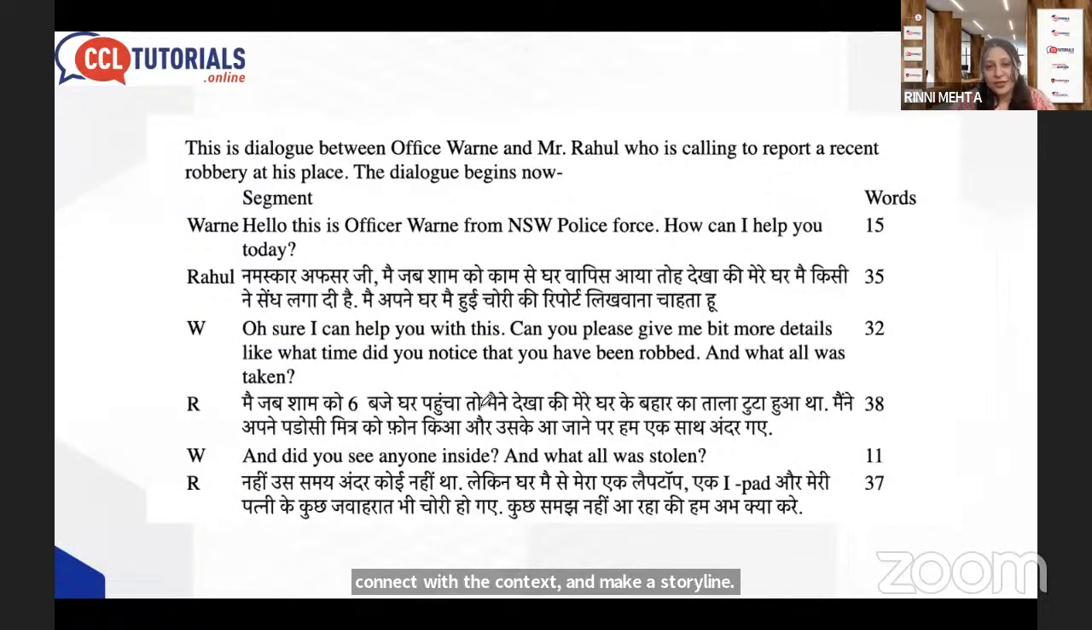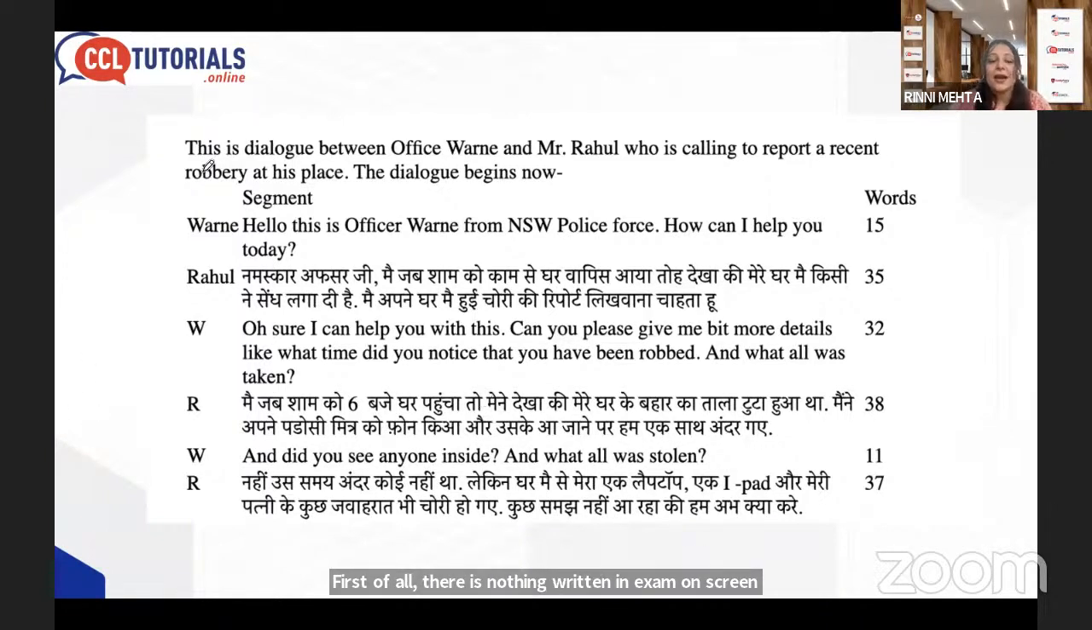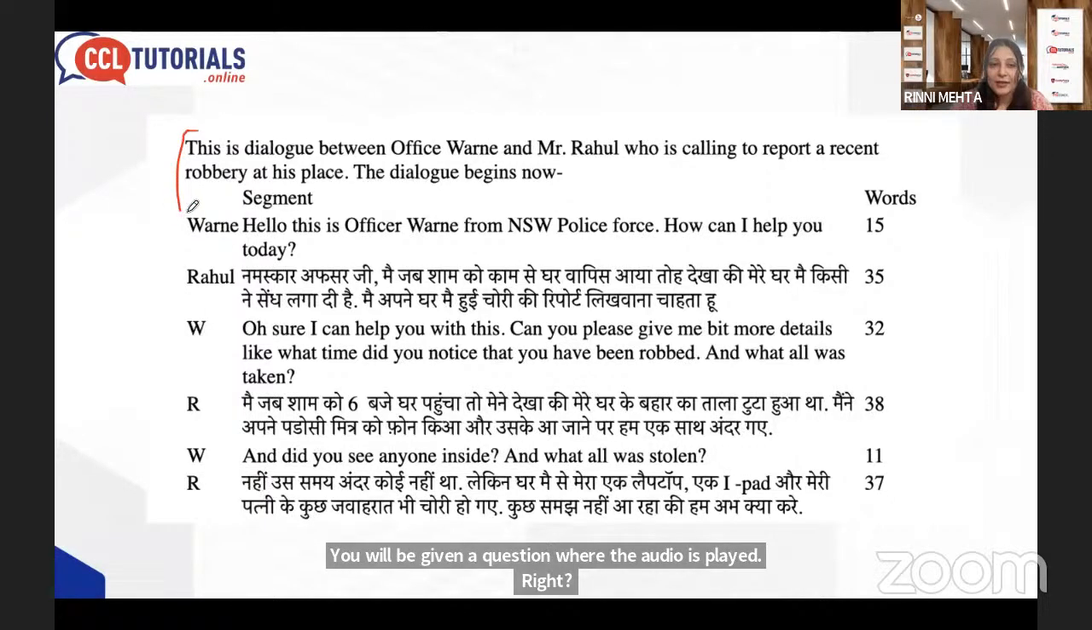Let me translate one question in front of you. I'm just setting an example for understanding the techniques where we are translating in between the segments. Like I have written here Hindi, but when I translate, you will be able to understand it in English as well. So don't worry, if you don't know Hindi, you can still understand when I translate, right? I'm just showing you how it can be done. First of all, there is nothing written on screen in the exam. You will be given a question where the audio is played, right? So I'll be doing it that way as well. I'm just showing you that the scenario will be there in the exam first of all.